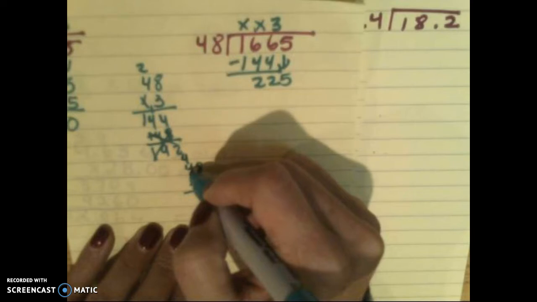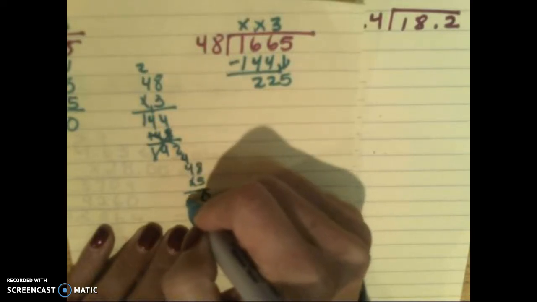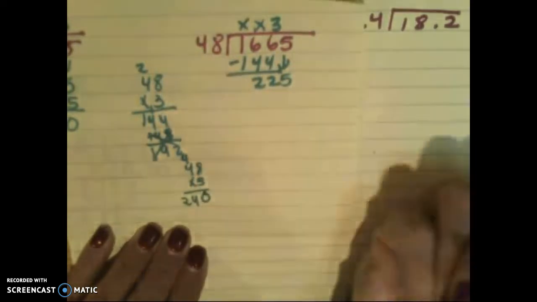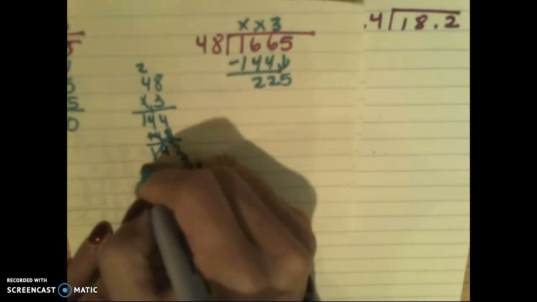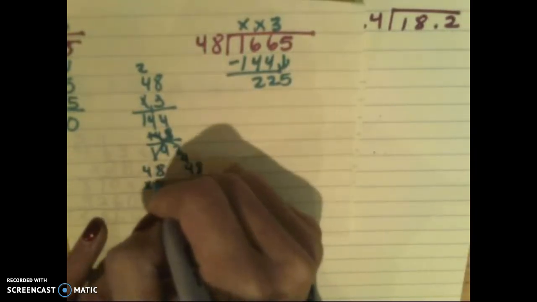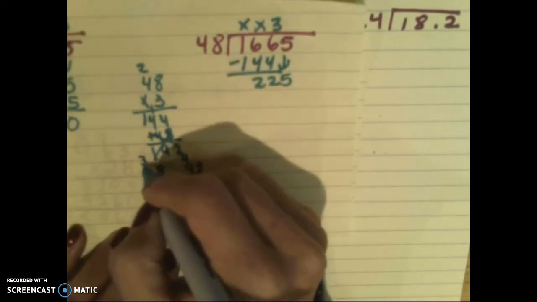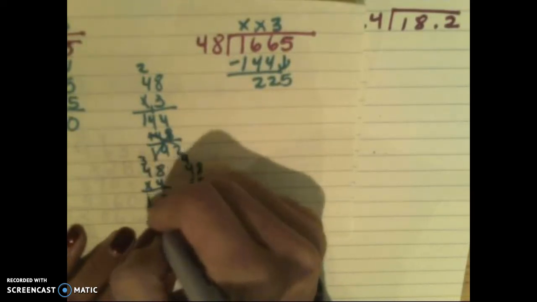40, and then 4 times 5 is 20, plus 4 is 240. So that's too big. So I'm going to try the 48 times 4. And that's what we did over here. 8 times 4 is 32. Carry the 3. 4 times 4 is 16, plus 3, 192.